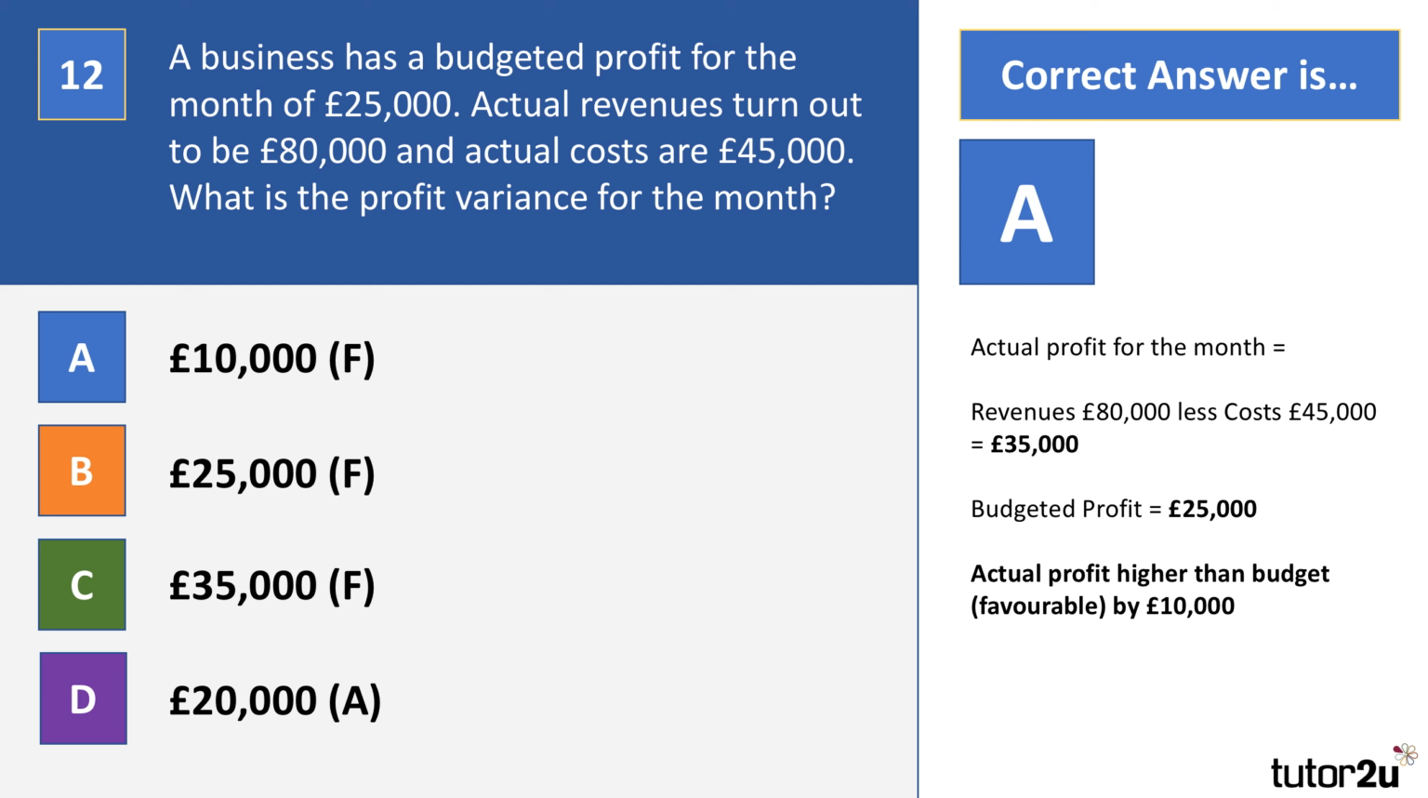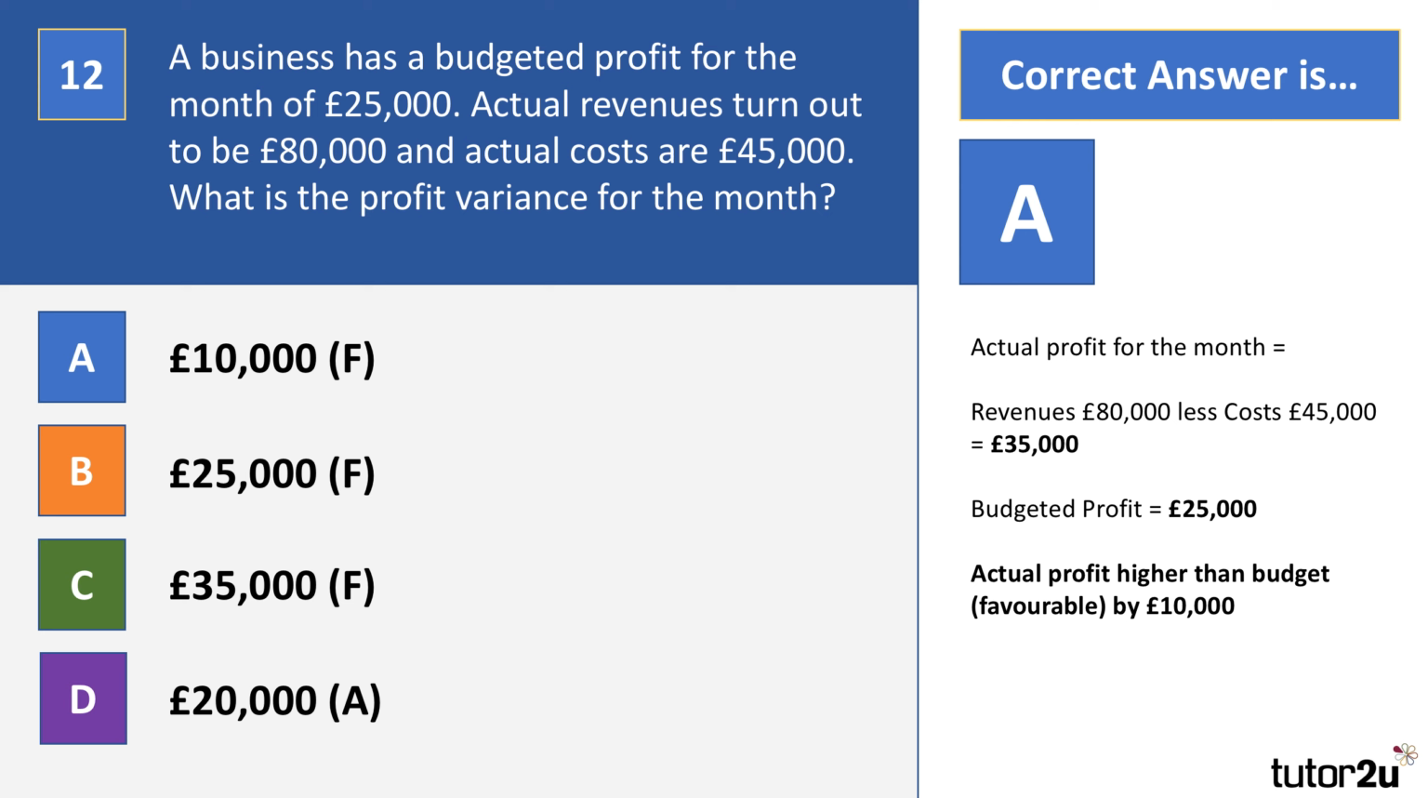We were told that we had revenues of 80,000 less costs of 45,000. Therefore, the profit for the month was actually £35,000. We were told the budget profit for the month was £25,000. Therefore, we made more profit than we budgeted. Therefore, a favourable variance, and the difference is £10,000.